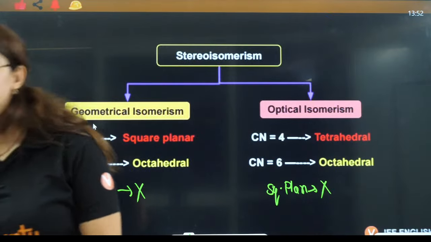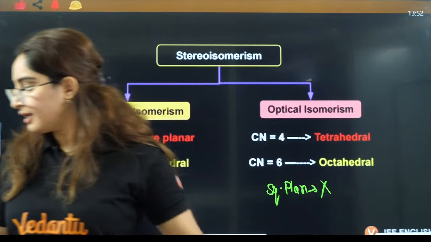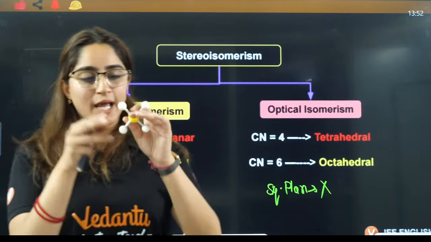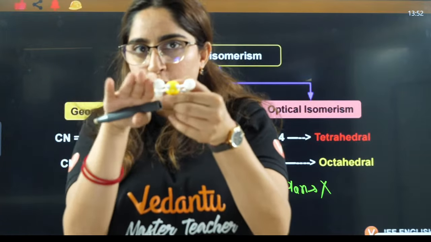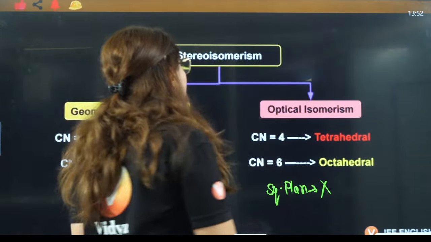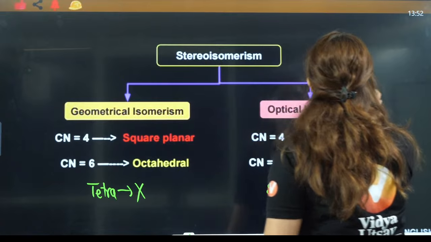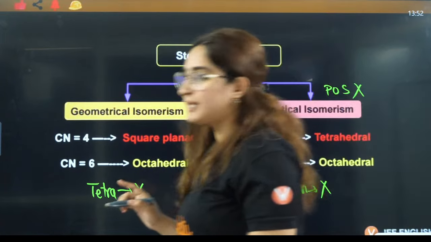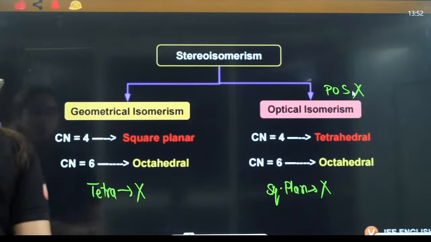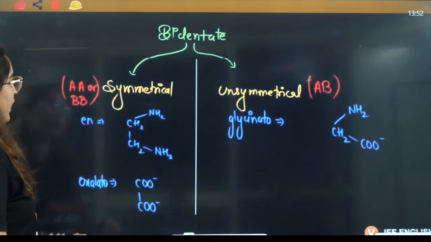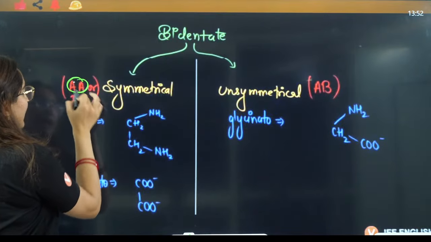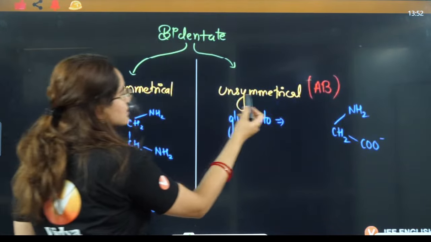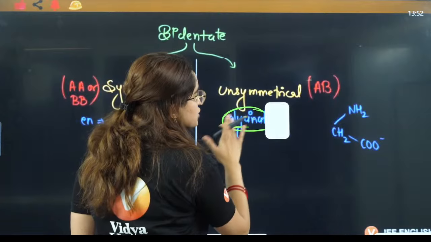And in the square planar geometry, why does it not show optical isomerism? Because there will always be a plane of symmetry present. So for optical isomerism, we say that the plane of symmetry should not be present, only then optical isomerism will be shown. Okay. Now bidentate ligands are represented as symmetrical by AA or BB, and unsymmetrical ones, like glycinato, are represented as AB.